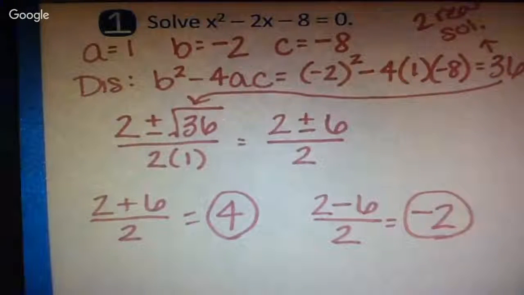Someone asked, is there a way to find the axis of symmetry here? Yes. I've got 1 at +4, 3, 2, 1, 0, and then we've got 1 at -2. Where's that halfway point? 1. x equals 1 would be your axis of symmetry. Can you draw the parabola? Yes, the parabola would go something like this.